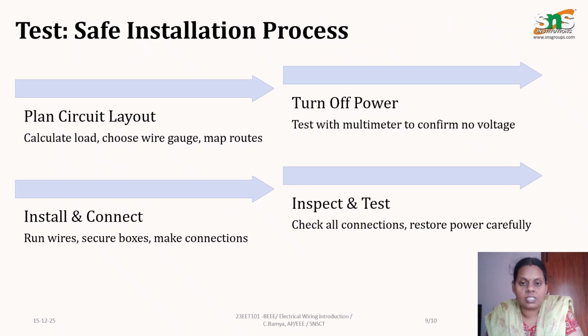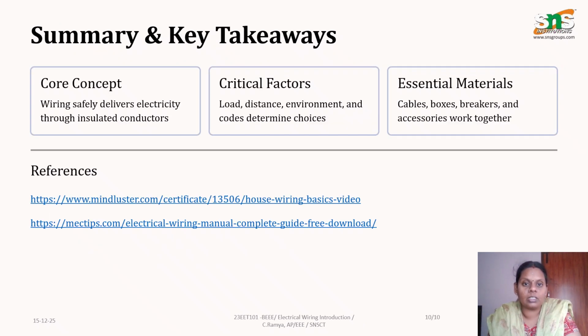Next comes the safe installation process, where safe wiring follows four different steps. First, plan the circuit outlets and calculate the loads. Second, turn off the power and confirm using a tester or a multimeter. Third, install and connect the wires carefully. And finally, inspect and test before restoring the power. So safety checks are just as important as the installation.